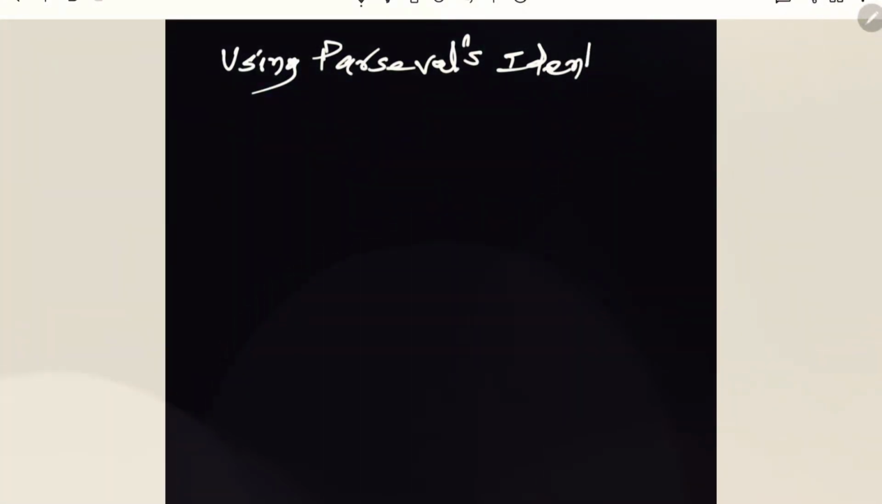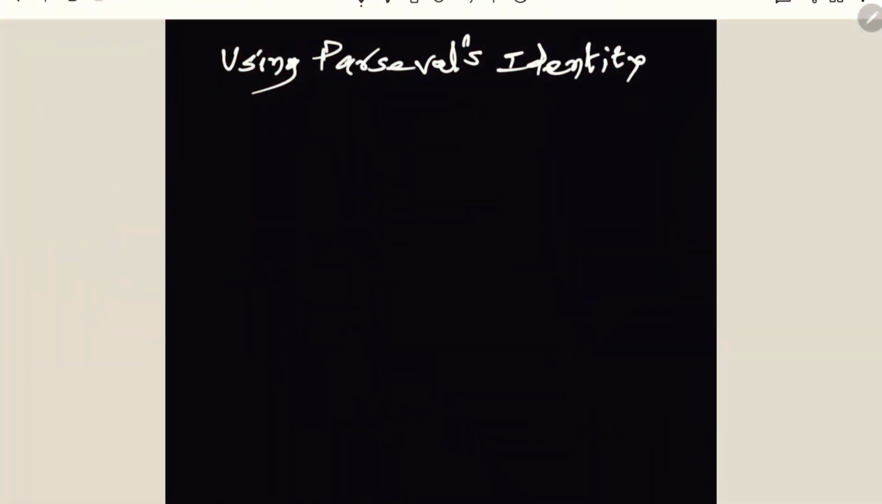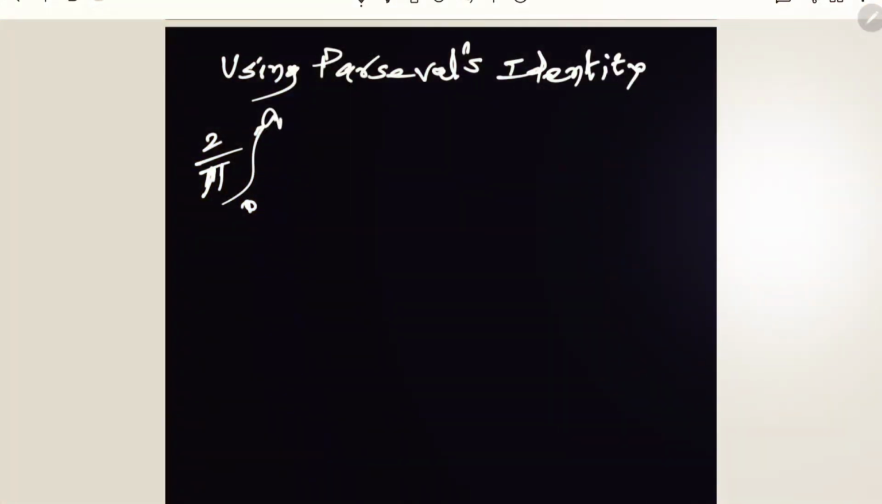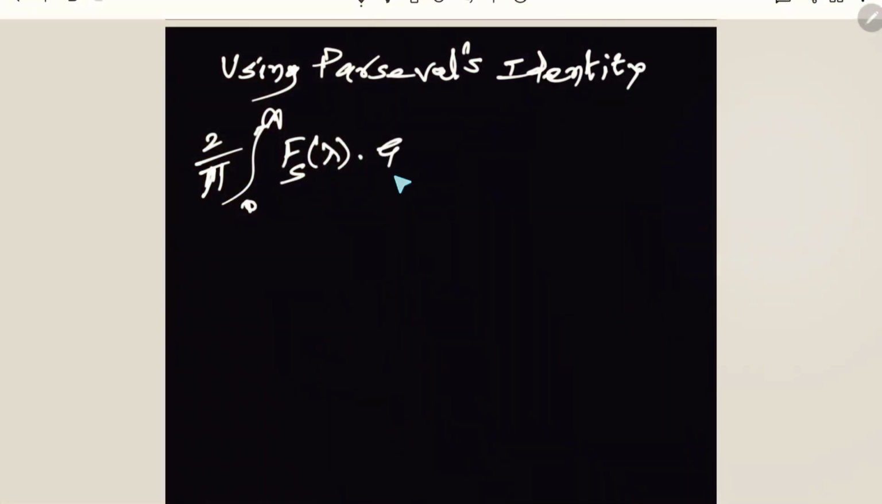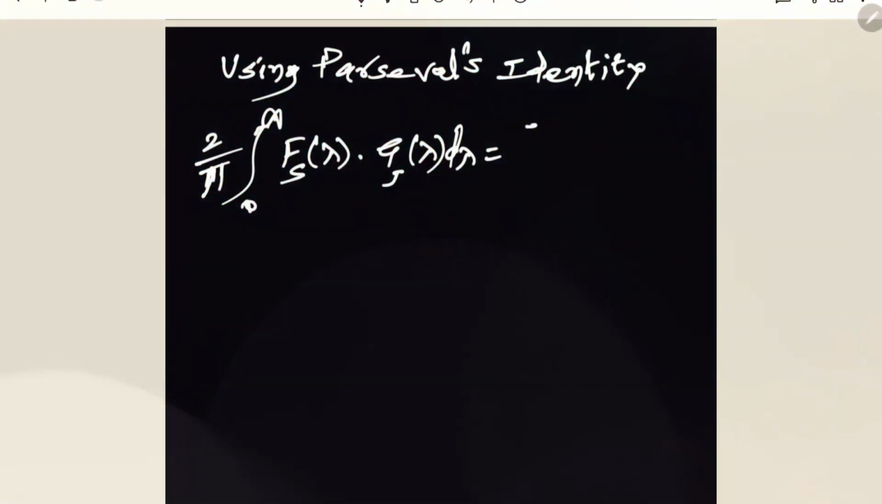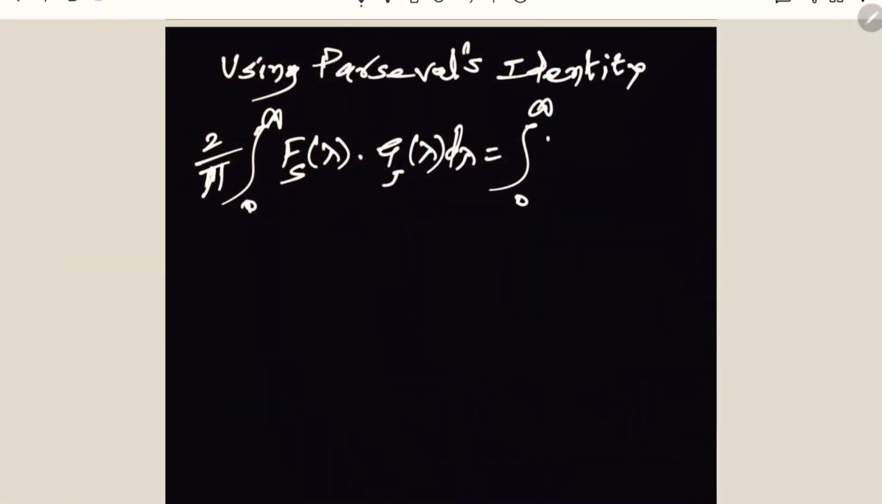Using Parseval's identity, we have 2 by pi times the integral from 0 to infinity of fs lambda multiplied by gs lambda with respect to lambda, is equal to the integral from 0 to infinity of f of x into g of x.